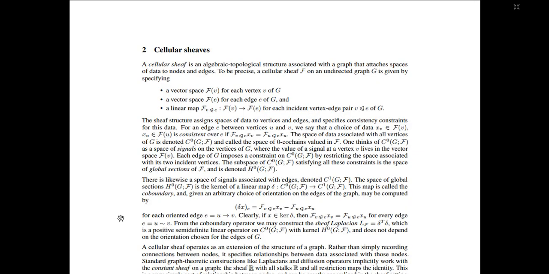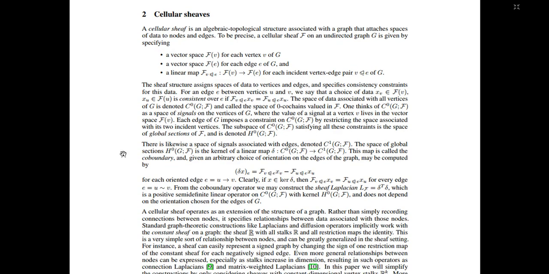So a cellular sheaf is something that we already know. It is like a vector space associated to each vertex of a graph and edge, and we have some restriction maps that we said that they will play nicely. So the notation is the same here. We are just defining the vector spaces on the graph, and we have the notion of consistency like in the global section and etc.